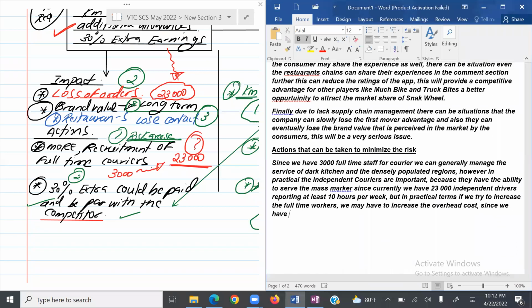Since we have to consider all employment benefits as per West area. Understand it clearly, students, as per West area. Therefore, in practical terms, as a short run solution, this may not be possible.